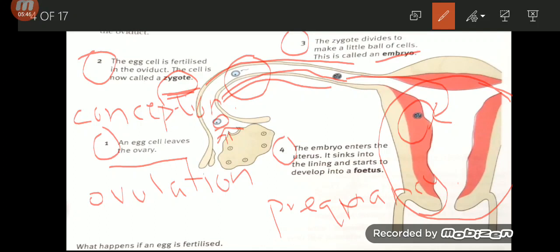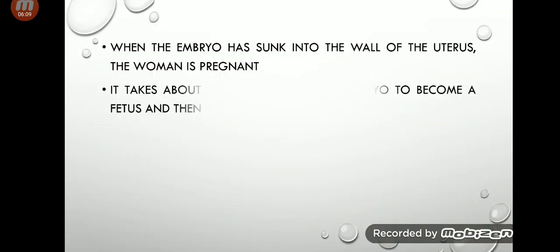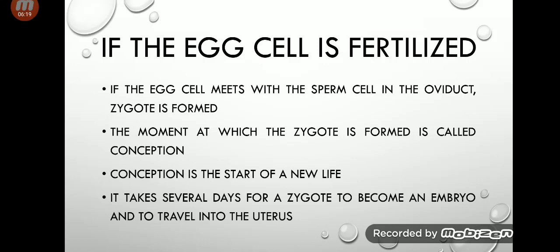So the first point is called ovulation, the second point is conception, when a zygote is formed, the third point is the conversion of the zygote into an embryo, and the fourth point is when the embryo sinks into the wall of the uterus. We call it pregnancy, or we say that the woman is pregnant. It takes about 9 months for an embryo to become a fetus and then the baby. So I will revise this.